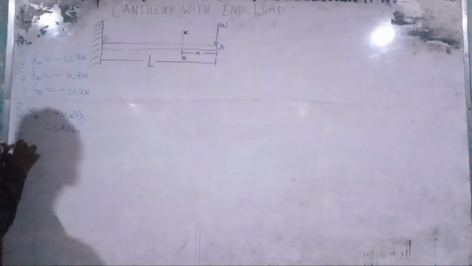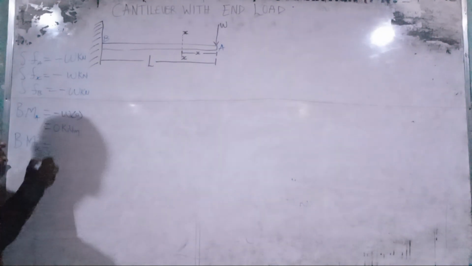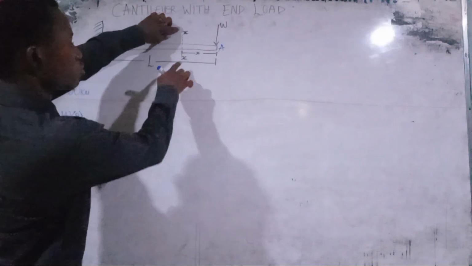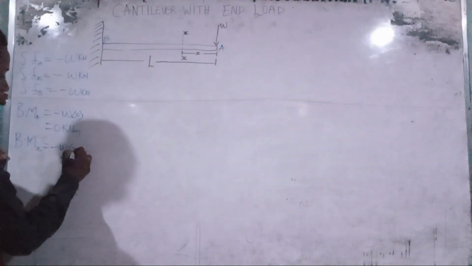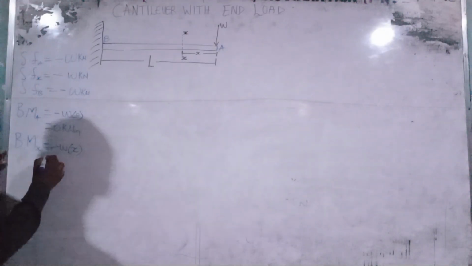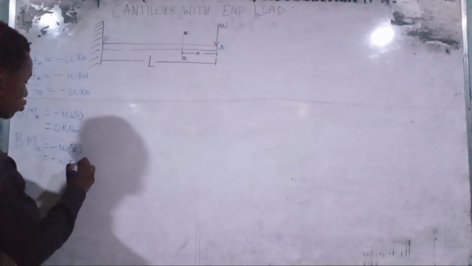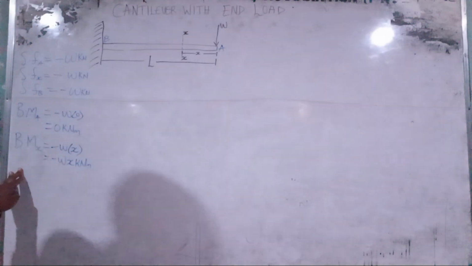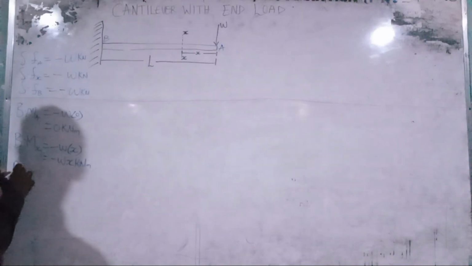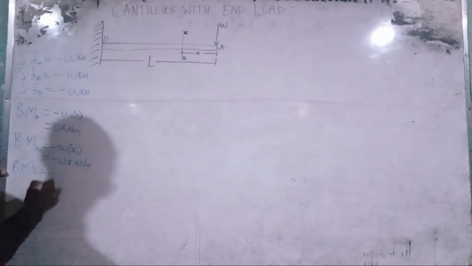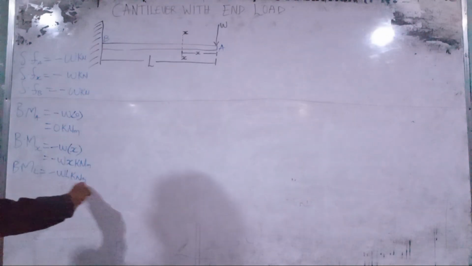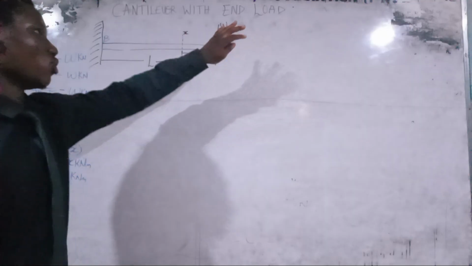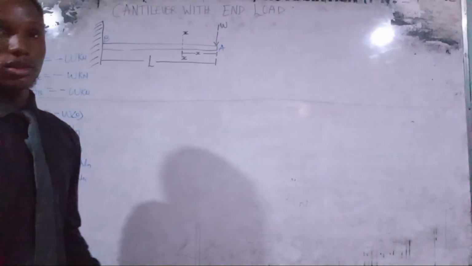And we also have our bending moment at X. Our bending moment at this cross section X here would be equal to minus W times the distance from A to X, which is minus W times X, which equals minus WX kilonewton meter. Also, our bending moment at L would be equal to minus W times L kilonewton meter. So now these are the formulas for a load at the end of a cantilever.